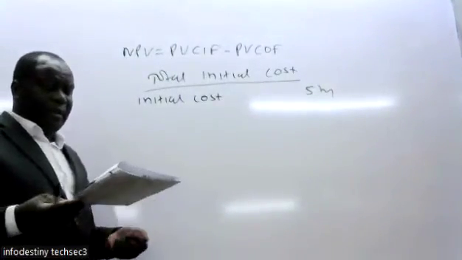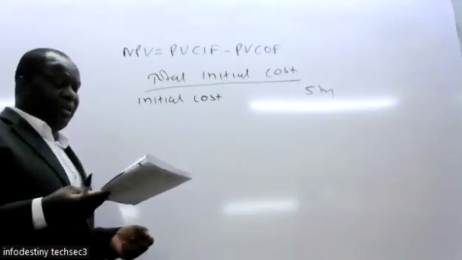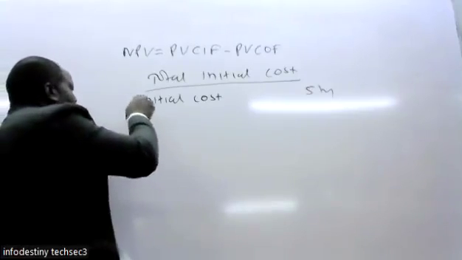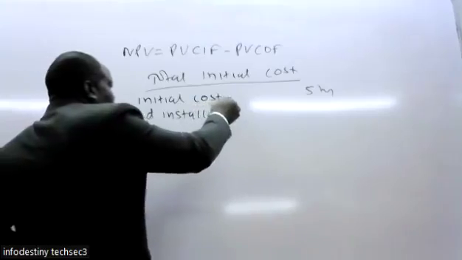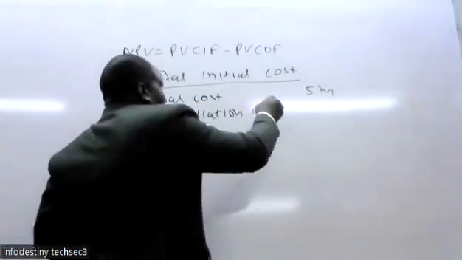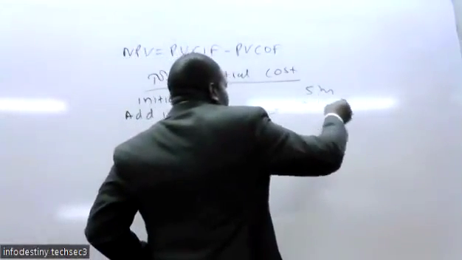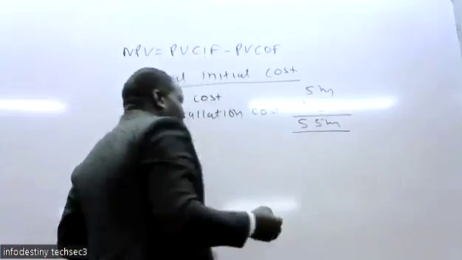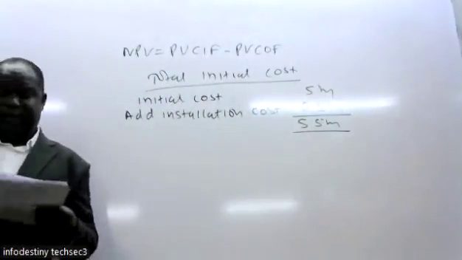Then there was some installation cost. So that installation cost, they were able to give us 500,000. So remember to add the installation cost of 0.5 million. This will give us a total initial cost of 5.5 million.